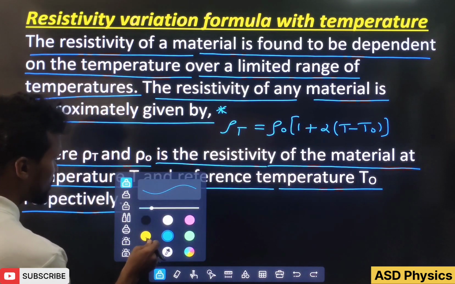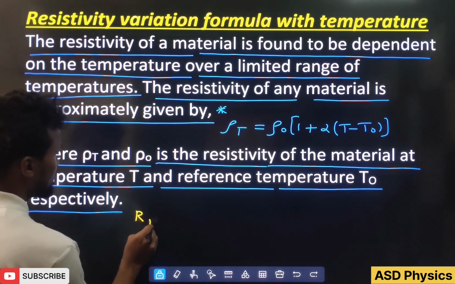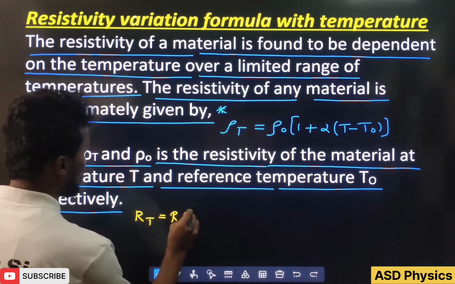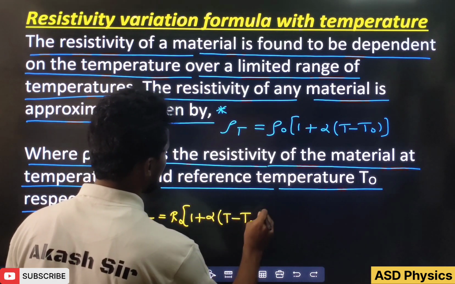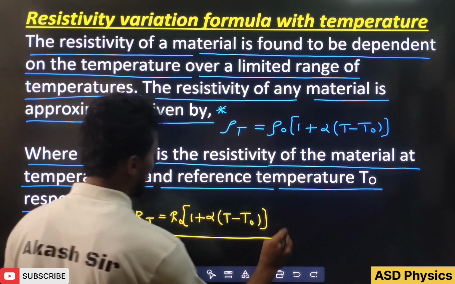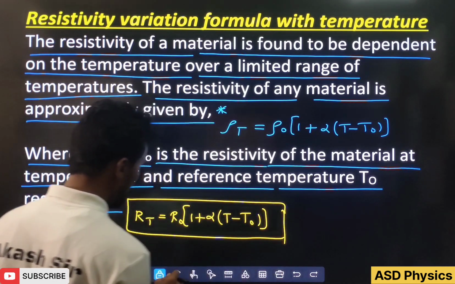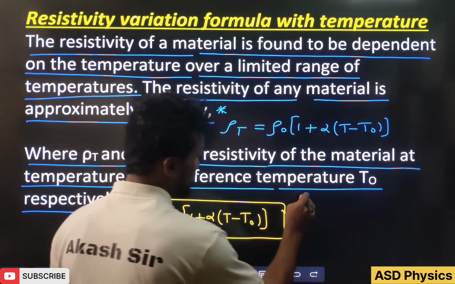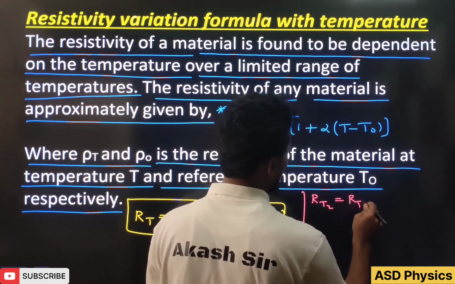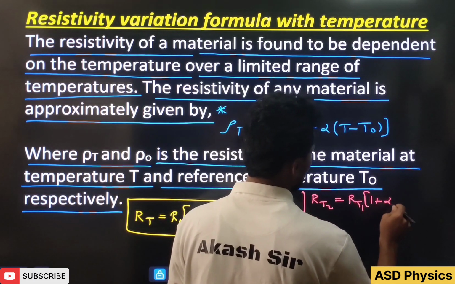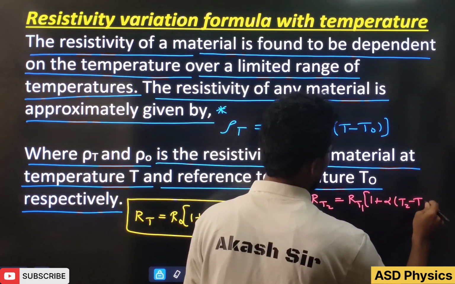If on both sides I multiply by R naught, then this becomes RT equal to R naught times (1 plus alpha times (T minus T naught)). Okay, kindly remember this formula. And whenever a numerical comes, one more formula used to be there, like this one: RT2 equal to RT1 times (1 plus alpha times (T2 minus T1)).